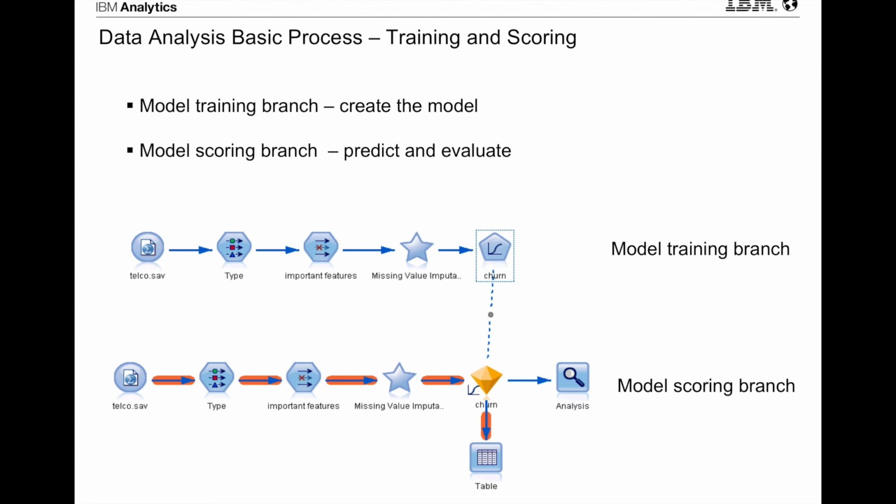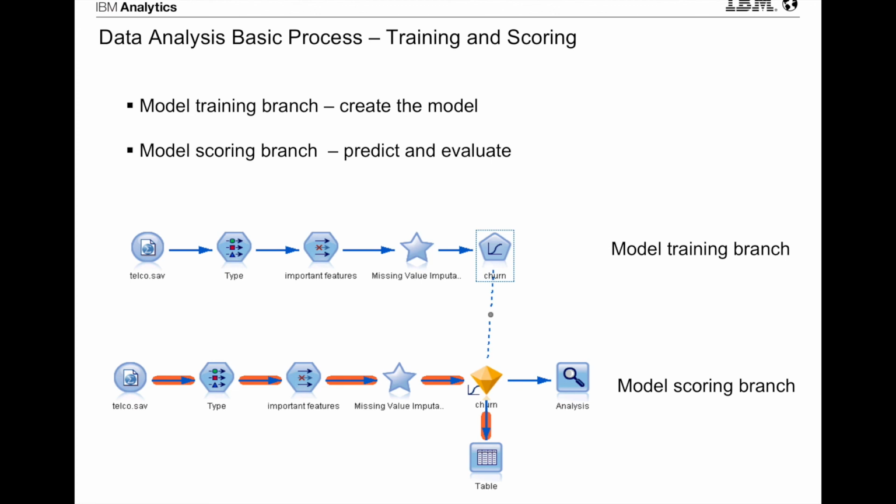The stream also has two branches. The upper one is the training branch, which is used to create the model, and the lower part is the scoring branch. It is used to predict and evaluate the model. Look at the training branch first.